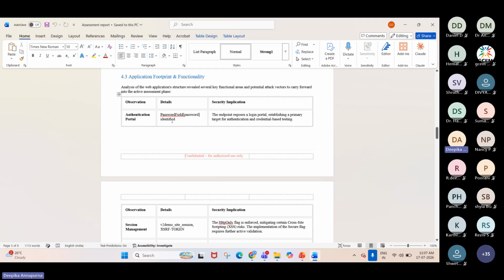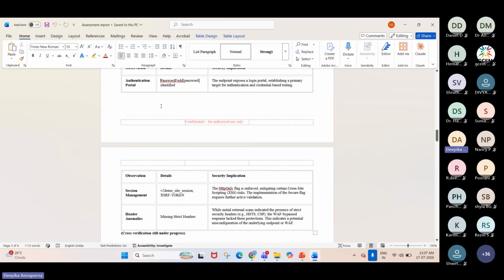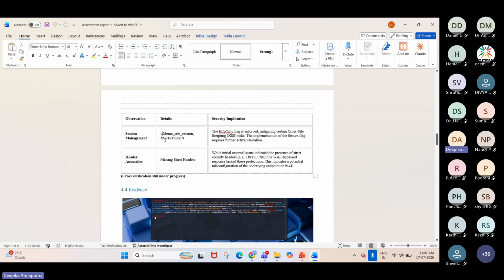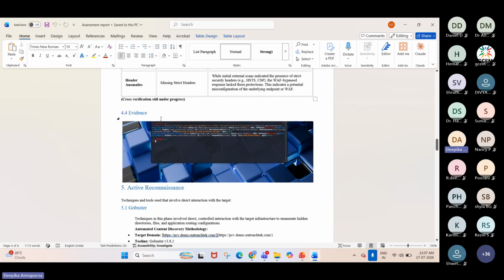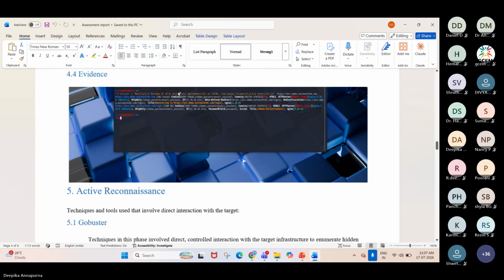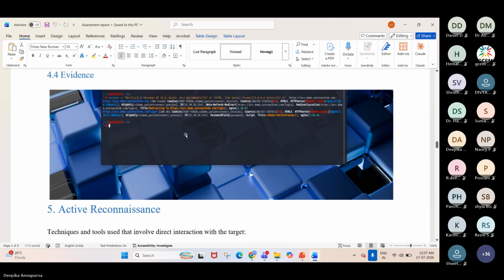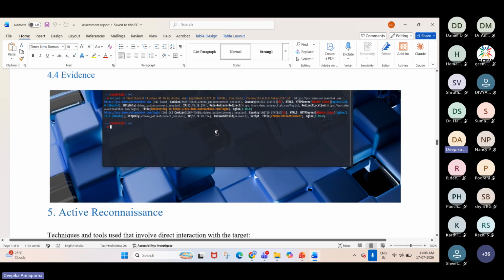The password field is identified in plain text. What should be done for the password field? It should be encrypted, right? Or it should be hashed. But the password field is appearing here. The next one is session management. It is a demo site, and the session is HTTPS only. The header anomaly: strict headers are missing here, and you can see the evidence. It is HTTP only, not HTTPS, and the password field is directly showing the password. There is no proper encryption.